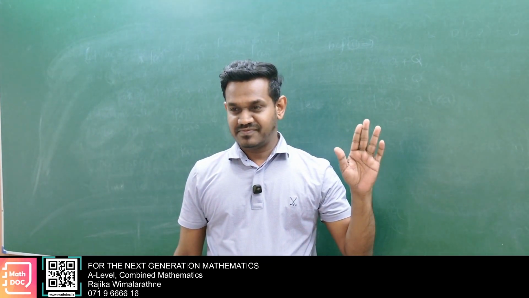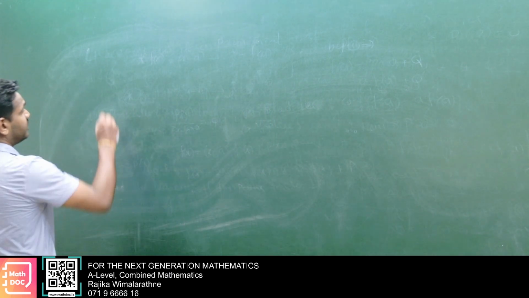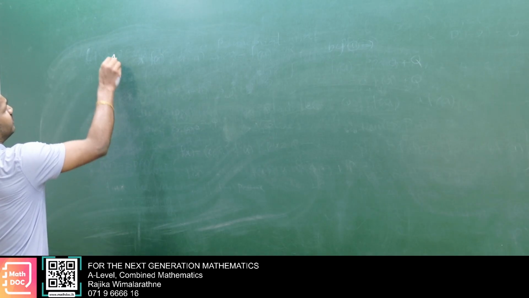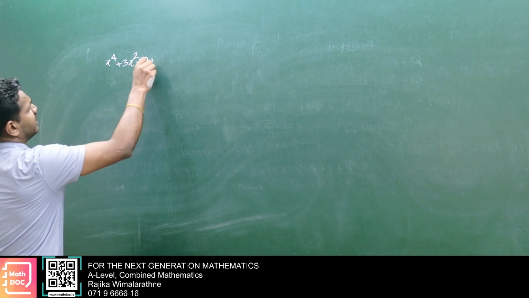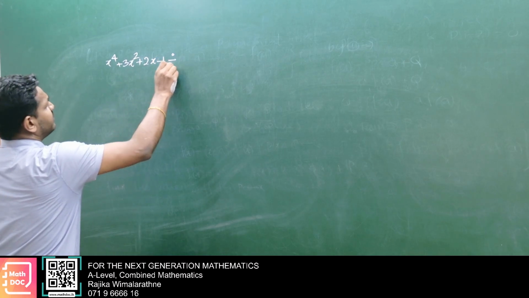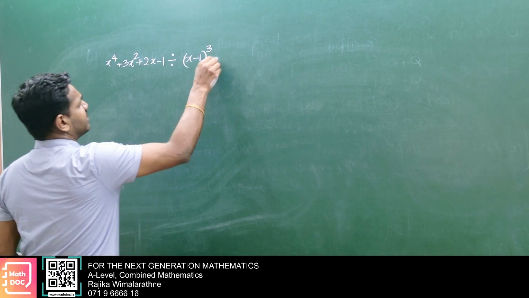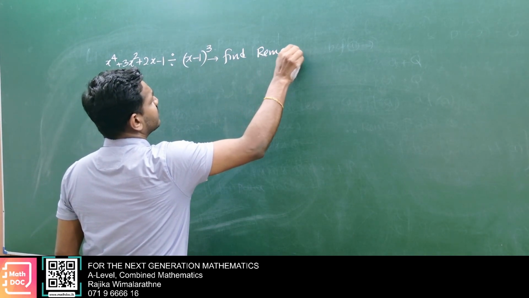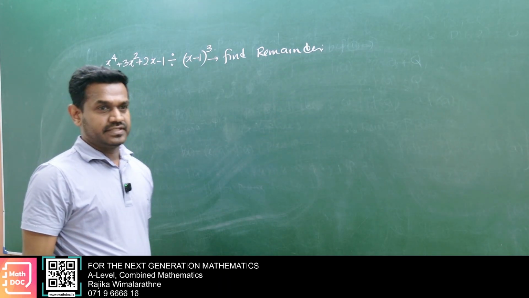Okay, you try this one. x to the power 4 plus 3x squared plus 2x minus 1 divided by x minus 1 to the power 3. Find the remainder. Apply differentiation, use differentiation.